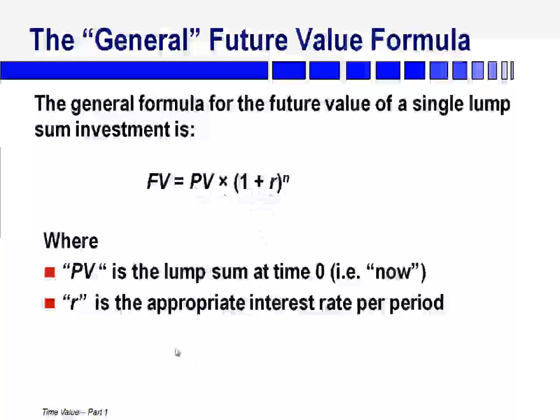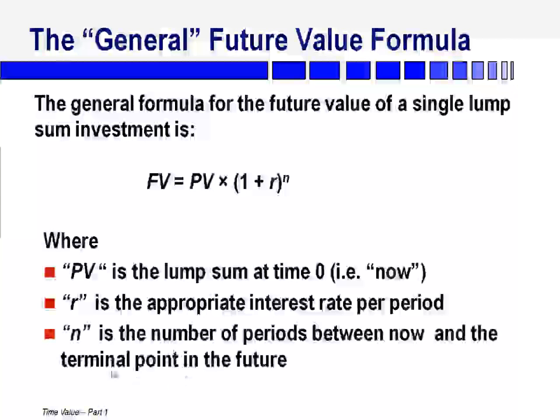what you started with. R is the interest rate per period, and N is the number of periods between the present value, what we started with at the beginning of the period, and the value that we want to calculate at the end of the period. So this is the basic setup. Memorize this, you're going to use it a lot. The future value is equal to the present value times 1 plus R to the N. And this term right here, the 1 plus R to the N, is our future value interest factor.